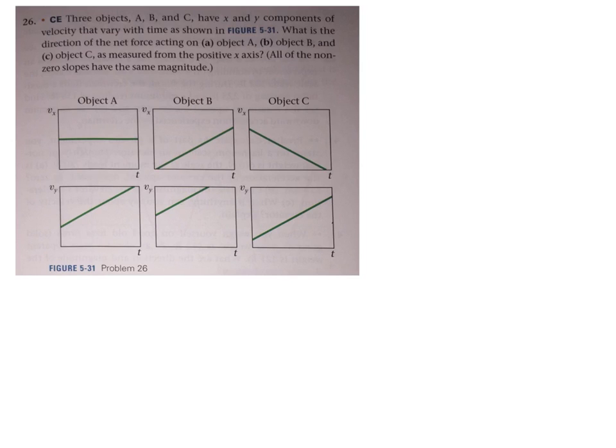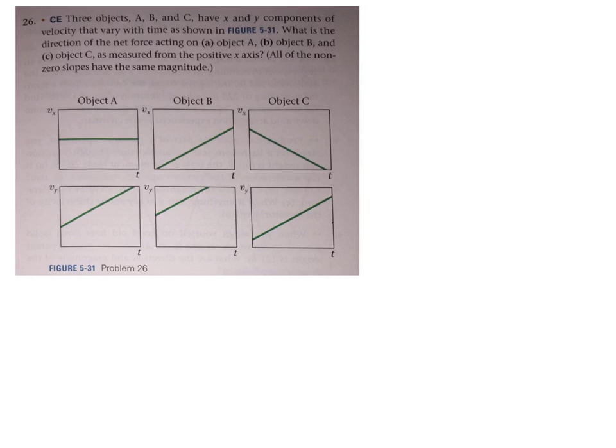Chapter 5, Number 26. Three objects, A, B, and C, have x and y components of velocity that vary with time as shown in the figure. What is the direction of the net force acting on each object as measured from the positive x-axis? All the non-zero slopes have the same magnitude.